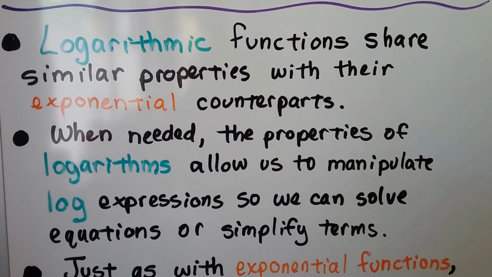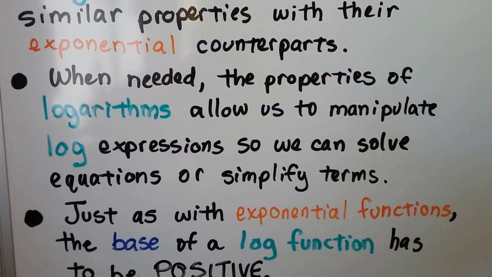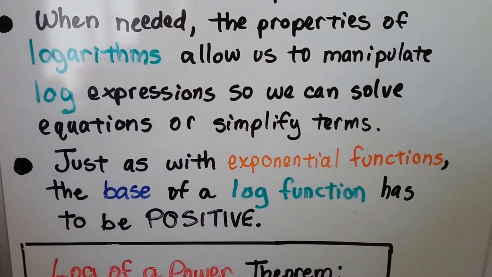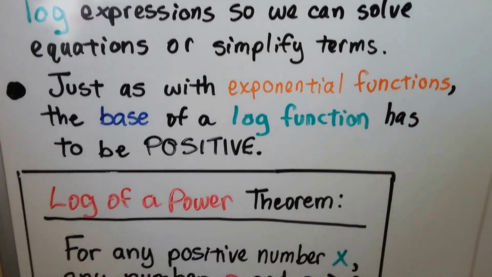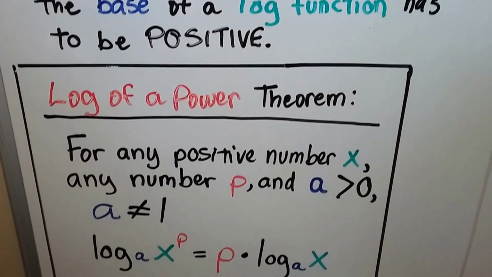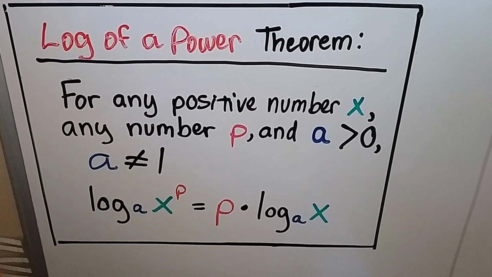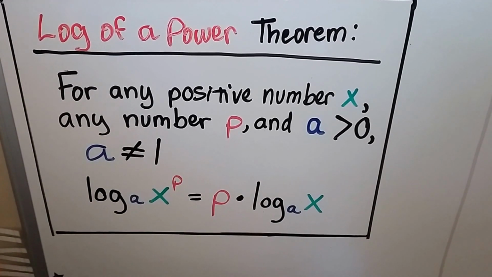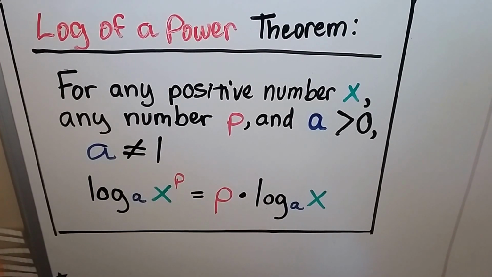We said in the previous video that logarithmic functions share similar properties with their exponential counterparts. And when needed, the properties of logarithms allow us to manipulate log expressions so we can solve equations or simplify terms. And just as with exponential functions, the base of a log function has to be positive. So here's our theorem for a log of a power. For any positive number x, any number p, and a cannot be smaller than 0, a has to be greater than 0, and it can't be a 1.